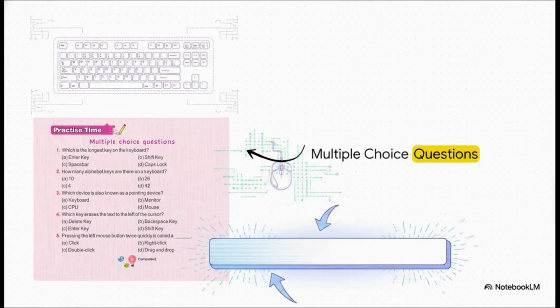If you guessed C, the spacebar, you are absolutely correct. As we saw in our visual breakdown a few minutes ago, it spans right across the bottom center of the keyboard. It's perfectly positioned for your thumbs to hit it, so you can effortlessly create those spaces between words.